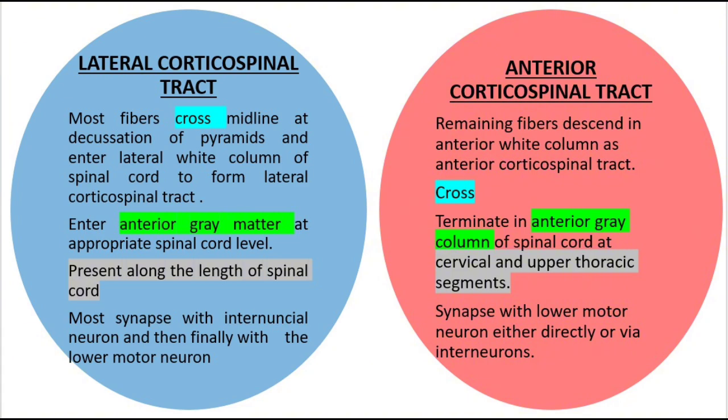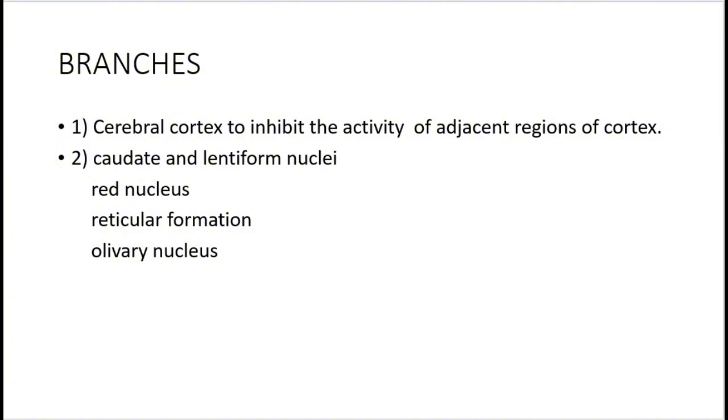Next, they would synapse either with the internuncial neurons, or we could say the interneurons, in both cases, or they would synapse directly with the lower motor neuron. Most of the fibers for the lateral corticospinal tract first synapse with the interneurons and then finally with the lower motor neurons. Now here come the branches that this tract sends.